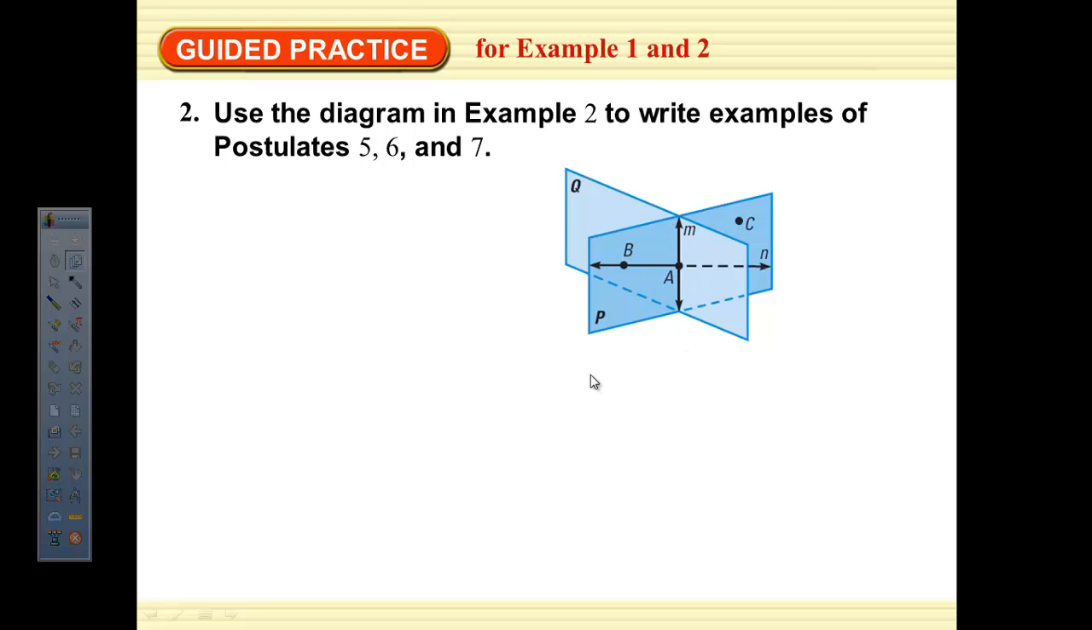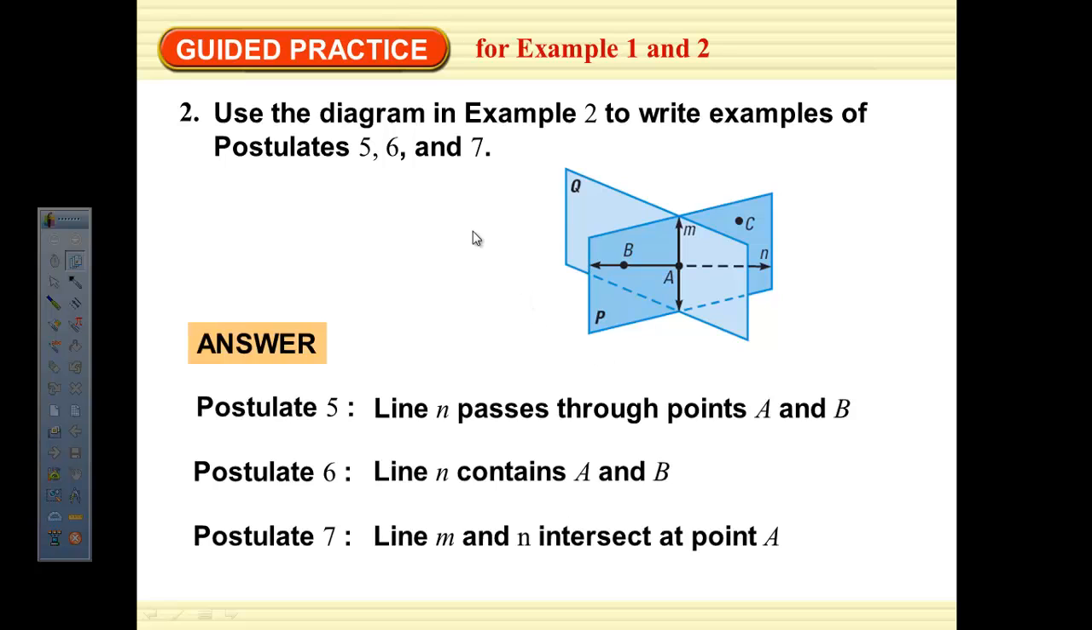So again, going back over this, we want to do specific examples of 5, 6, and 7. For the first one, we can say that line N passes through points A and B. Postulate 6 is very similar to postulate 5. Postulate 5 and postulate 6 actually end up being converses of each other. So the second one, we can say line N contains points A and B, and for postulate 7, we can say lines M and N intersect at point A.